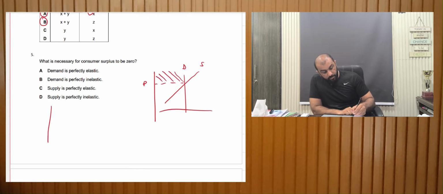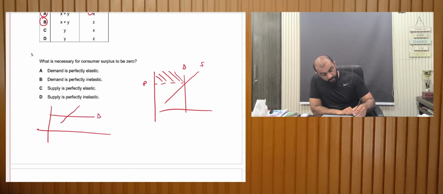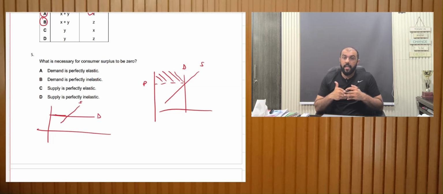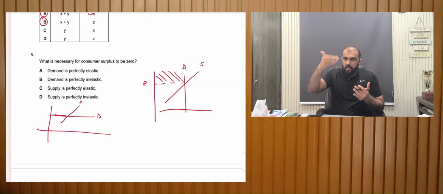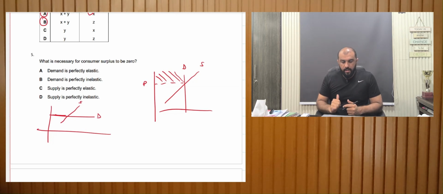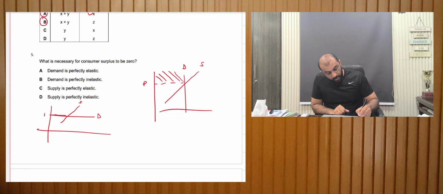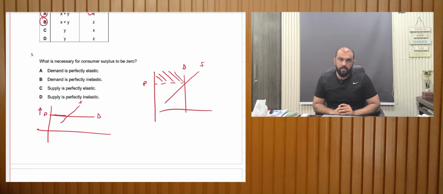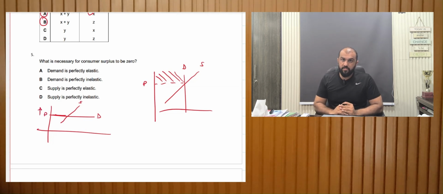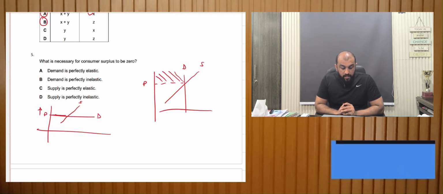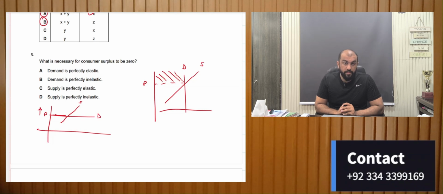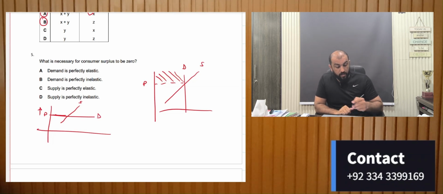But if the demand is perfectly elastic, and this is my supply curve, now the consumer surplus cannot be above the demand curve. The demand curve is a boundary, right? So this is the price, and above the price is my consumer surplus, but the demand curve is restricting the consumer surplus from going upwards. Therefore, in this case, there is no consumer surplus when the demand is perfectly elastic, right? A is the right answer.